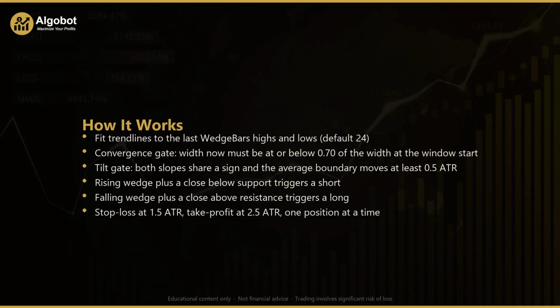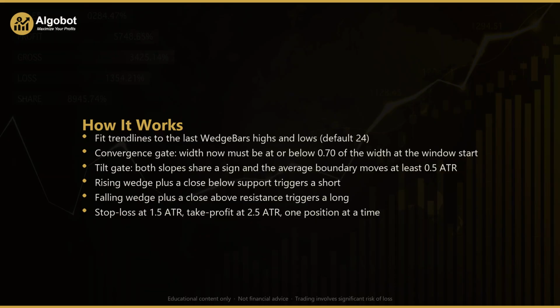Then the tilt gate confirms this is really a wedge and not a flat triangle. Both slopes must share the same sign, meaning both lines point up together or both point down together. On top of that, the average boundary must have traveled at least min-slope ATR worth of movement across the window, which defaults to 0.5 ATR. Scaling that threshold by the average true range keeps it meaningful on any symbol or time frame.